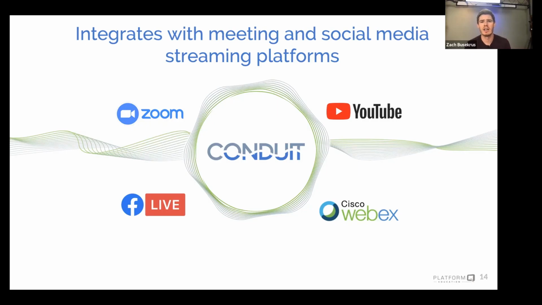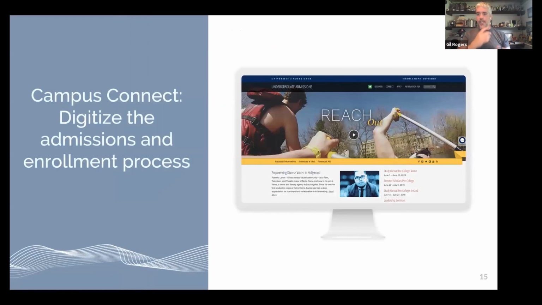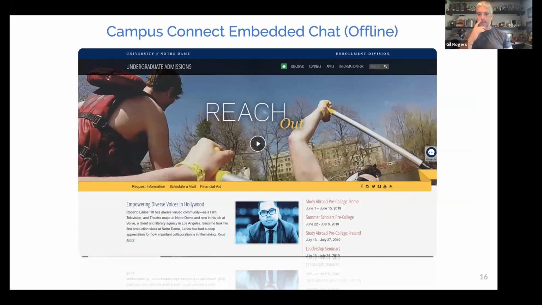How do you guys increase and support an institution's overarching marketing technology stack? Yeah, absolutely. A couple of ways. The first thing I'll mention is our chat solution that we call Campus Connect. This allows institutions to take the chat functionality from the Conduit platform and, with a strip of JavaScript code, embed it onto their website or any web presence that they want to have.